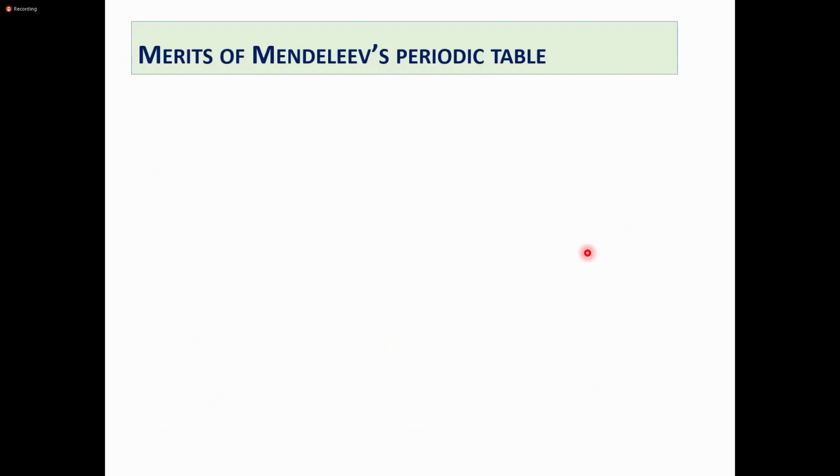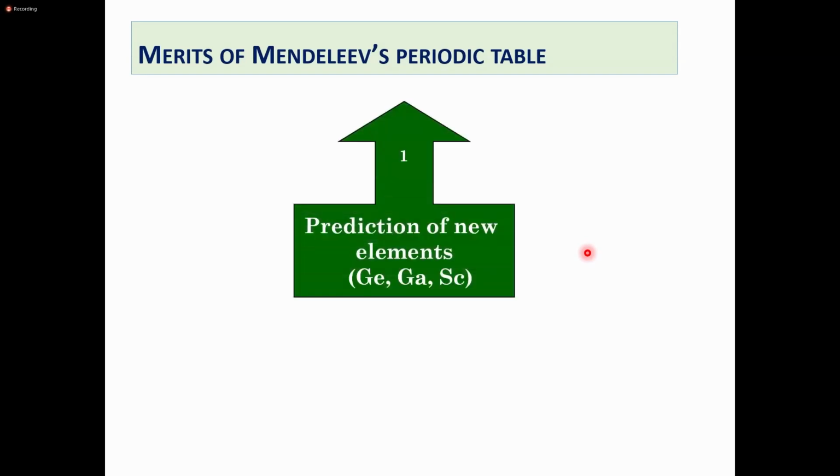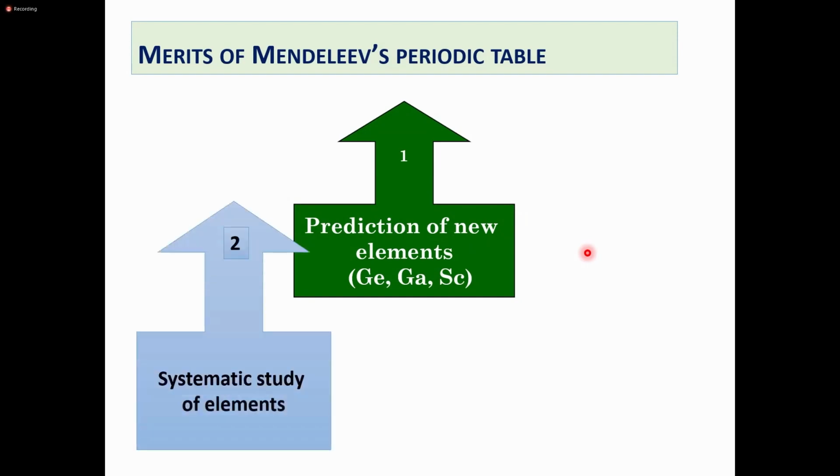So there are some advantages of the periodic table. Mendeleev's periodic table, first of all, he proposed gallium, scandium, and germanium. These three elements, at that time, were not fully discovered in terms of atomic value. But he introduced all these three elements according to only the physical and chemical properties. This is a great achievement of Mendeleev, and a good advantage of Mendeleev's periodic table.